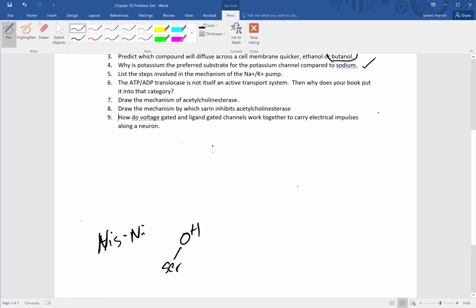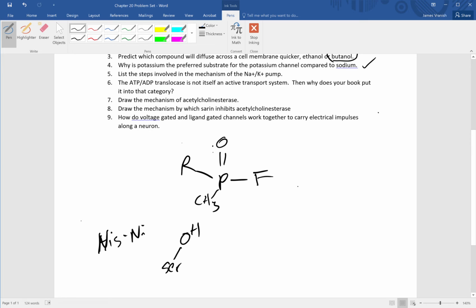Now for the next question. How does serine end up inhibiting acetylcholinesterase? The active part of serine that we need to worry about, let me make sure I get at least the active portion of this drawn correctly. Bear with me just a minute to figure out where this is in the textbook. There we go. So this is the structure of serine.